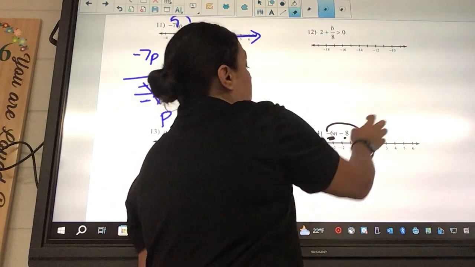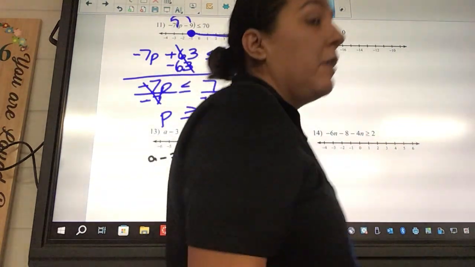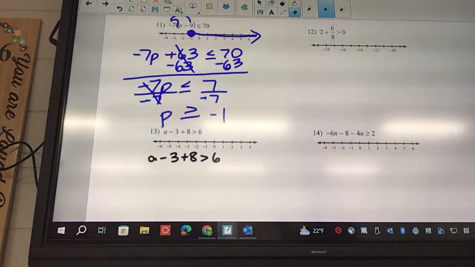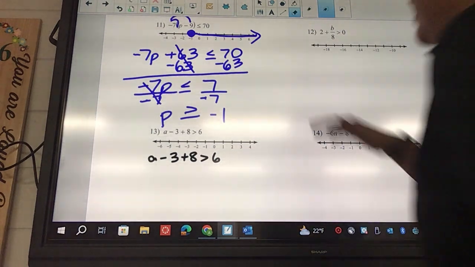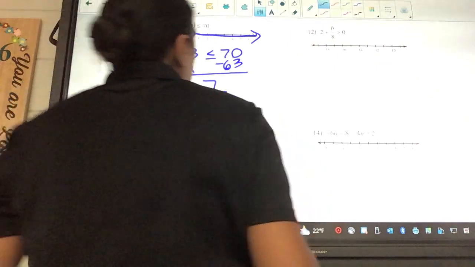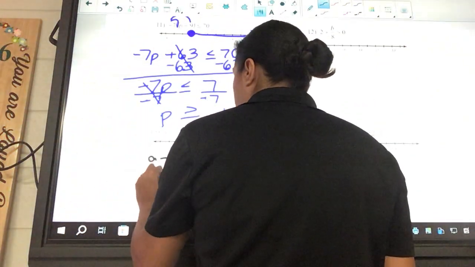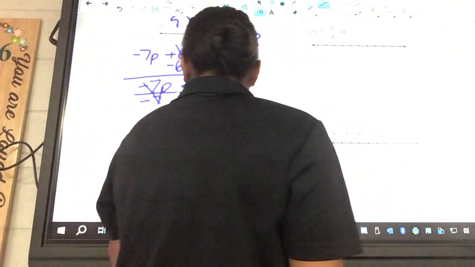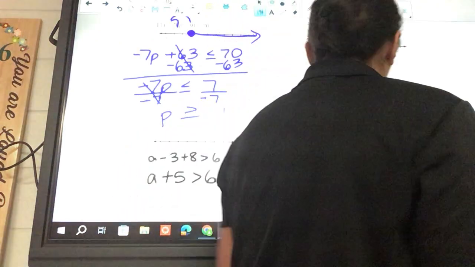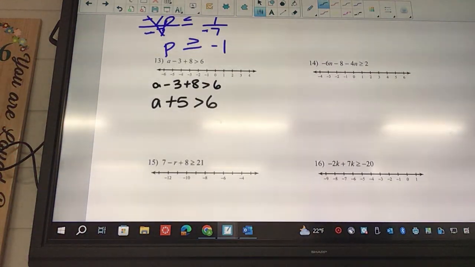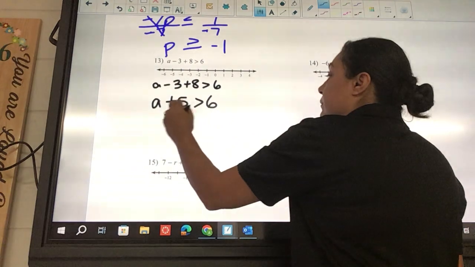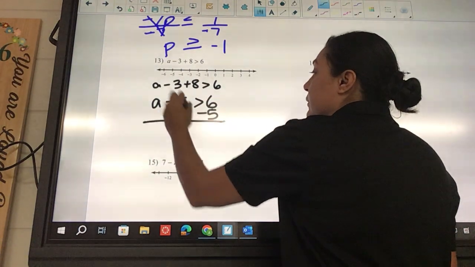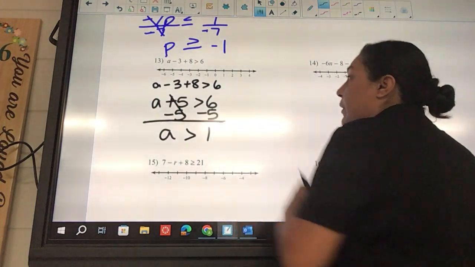Okay? If there was another, I don't know, a negative 7, then the 7 and the 8 could get put together. So on here, what can get put together? The 3 and 8, because they both have no last name. So what is negative 3 plus 8? 5. So we get A plus 5, and that's 6 there. Minus 5 on both sides. And that's going to give me a 1.